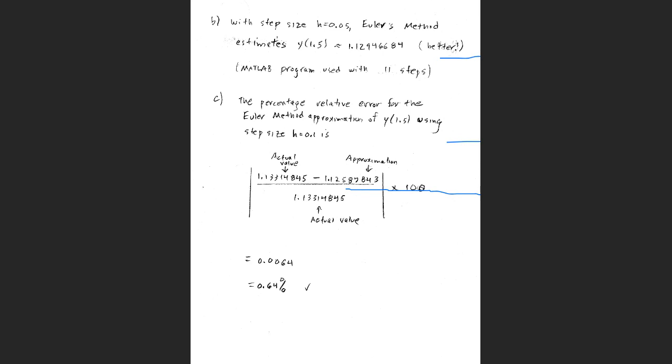So to do that, you take the difference between your actual value and your approximation, the actual value minus the approximation, that's your error in your approximation, and then you divide it by the true value, okay, and then you're going to get 0.0064, but then you convert that to a percentage, and that's going to get you your percentage relative error.